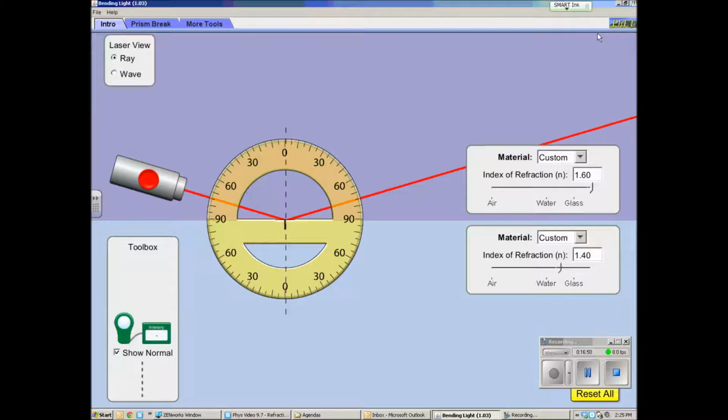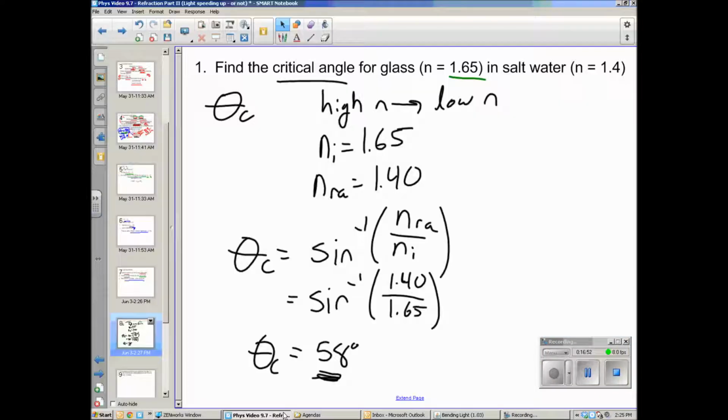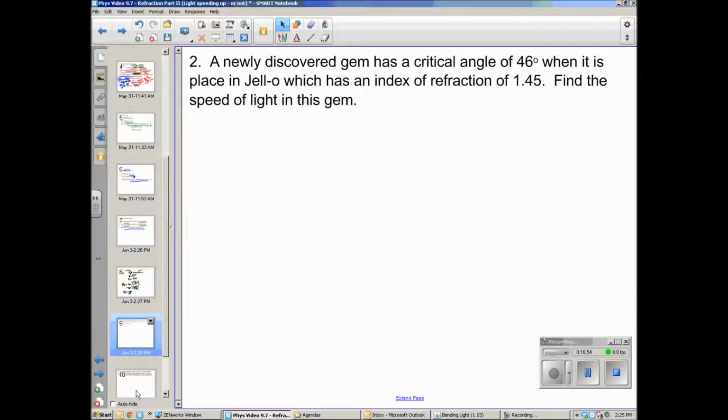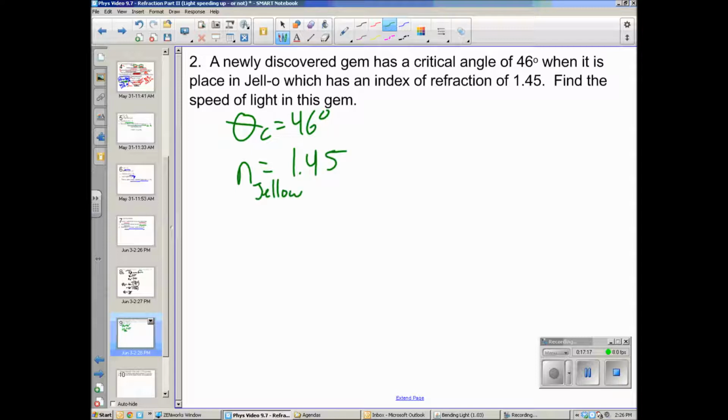All right, example number 2. We're going to do this one in green. A newly discovered gem has a critical angle of 46 degrees when it is placed in jello, which has an index of refraction of 1.45. Find the speed of light in this gem. So we know that one of our n's is 1.45. That's for the jello. Oops, that is totally not how you spell jello.